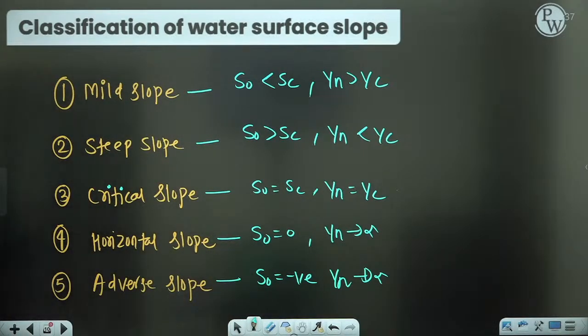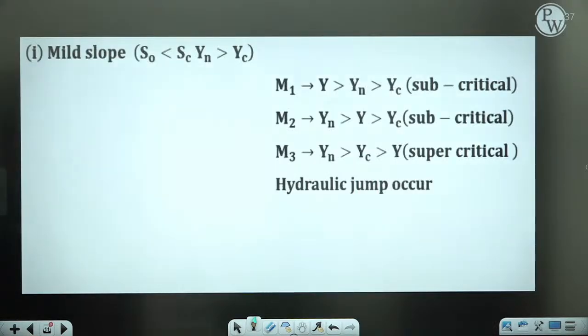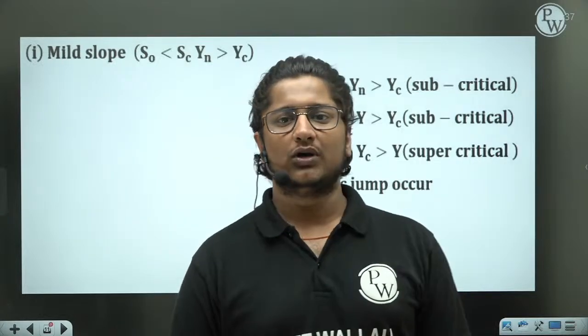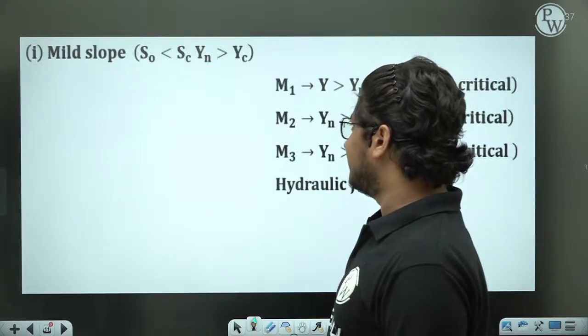So that's how we have classified all types of slopes. I hope you guys have copied. Now start with the first. I will be giving you an idea how to draw all the water surface profiles in different slopes.